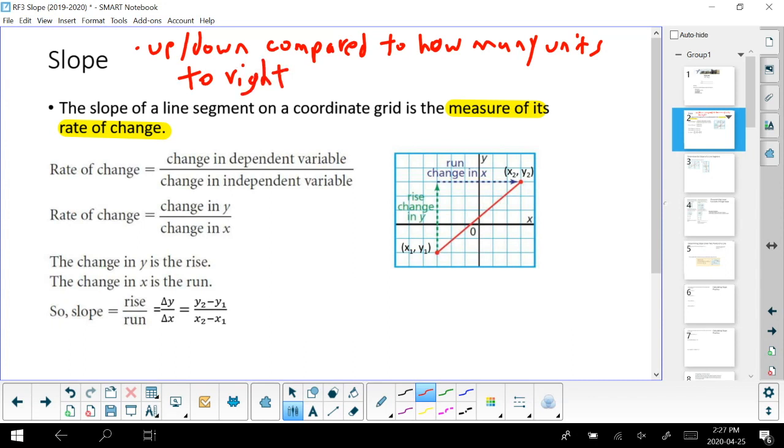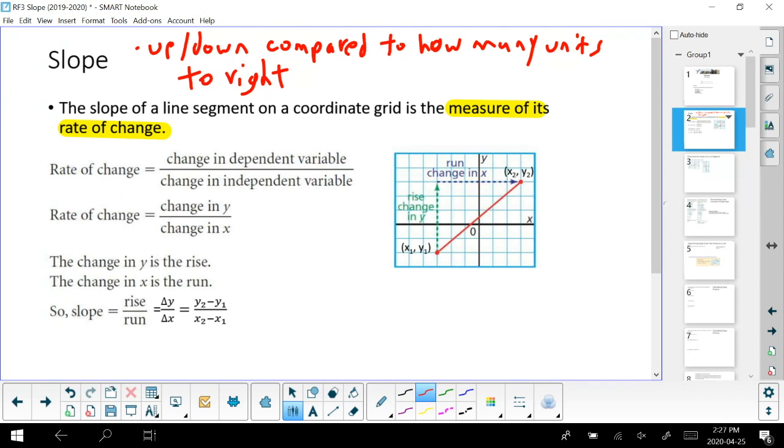All right, so we'll use that as a working definition. Really nothing super mathematical about that, but you just want to be thinking, okay, as this line goes from left to right, how many units up or down is it moving? Okay, so let's dig into this a little bit more.